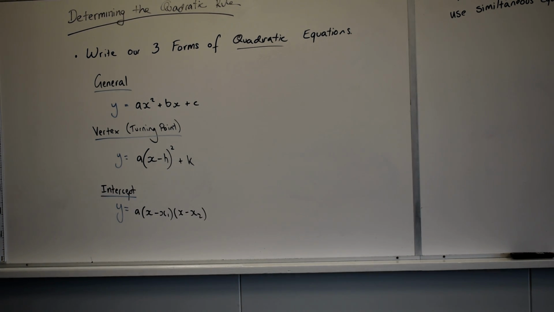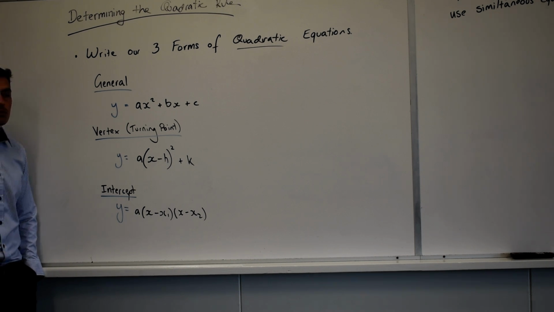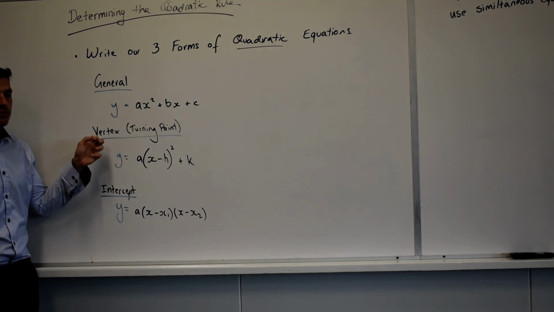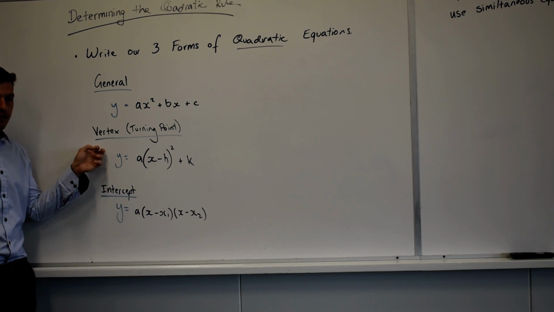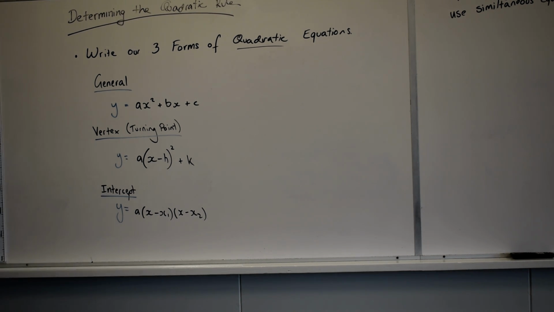There are three forms. Why do we use these forms? Can they all be the same? Can we turn our turning point form into a general form? Can we turn our intercept form into that form? We can do all of those things, but we have these three different forms because sometimes it's a lot easier given the information that we have.